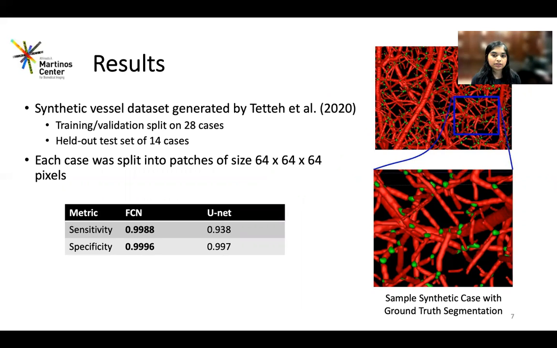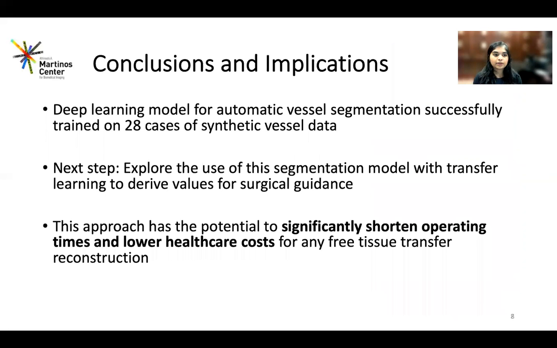We found that the FCN had a higher sensitivity and specificity than the U-net. These metrics were quite high, indicating that the model is generalizing well and that these models can then be transferred for use on real cases. We successfully trained a deep learning-based model for vessel segmentation on synthetic vessel data. So now we can fine-tune this model on real cases and use these vessel segmentations to extract more information about the patients and assist surgeons in planning their procedures.